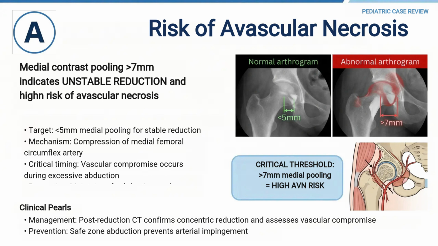The mechanism of injury involves compression of the medial femoral circumflex artery, which is the primary blood supply to the femoral head. Vascular compromise occurs during excessive abduction, so maintaining safe abduction angles during reduction is essential. Post-reduction computed tomography can confirm concentric reduction and assess for vascular compromise.